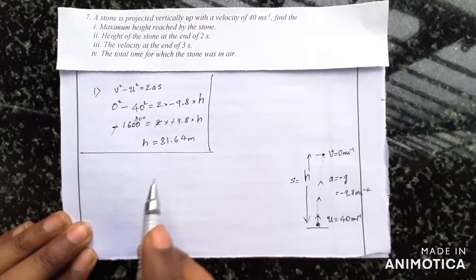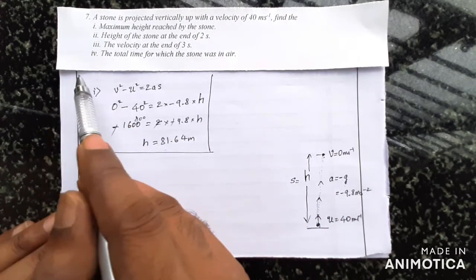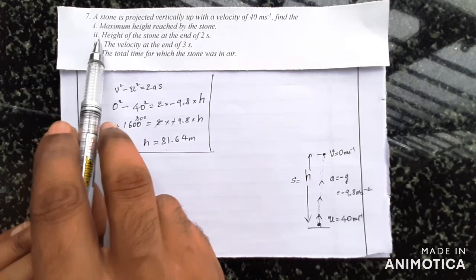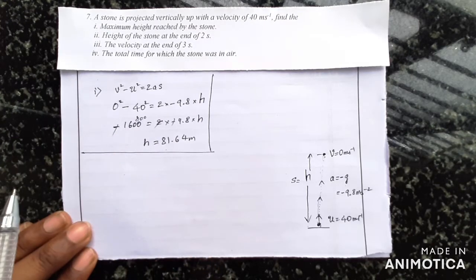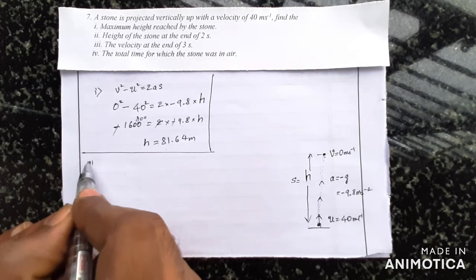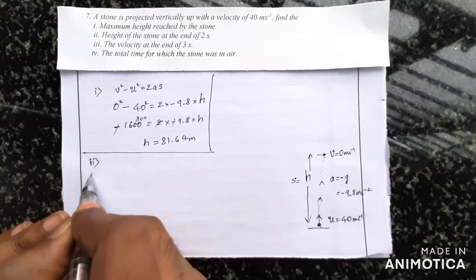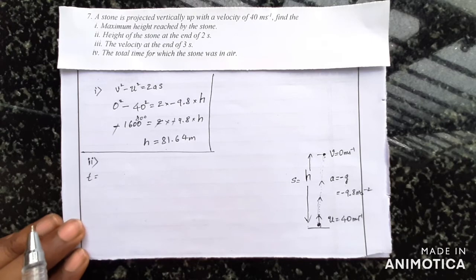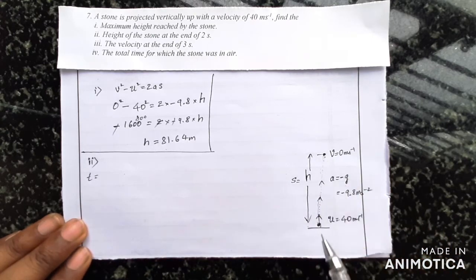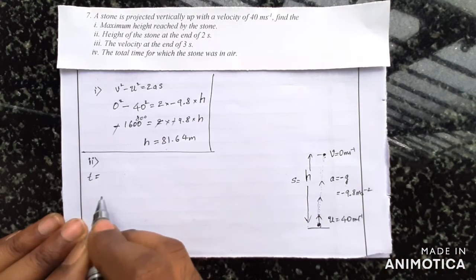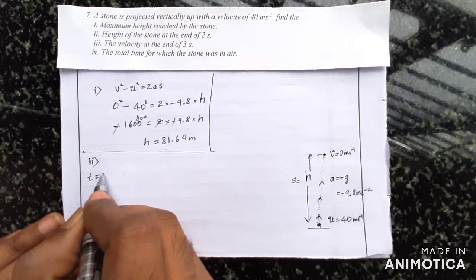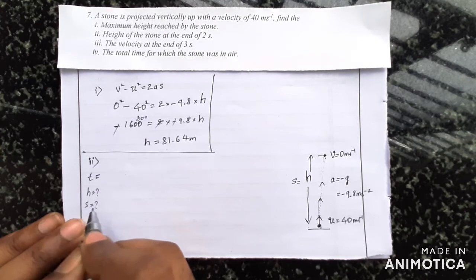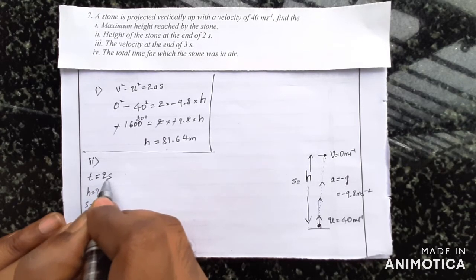How many parts do we have? We have 4 parts, or I can say 4 sub questions. Let us go for the second sub question. Height of the stone at the end of 2 seconds. So for the second sub question, they have given us the time after which we should find the height. Okay, this is the maximum height. For the second question, they are asking us to calculate height, okay, or displacement, which itself is displacement, after 2 seconds.